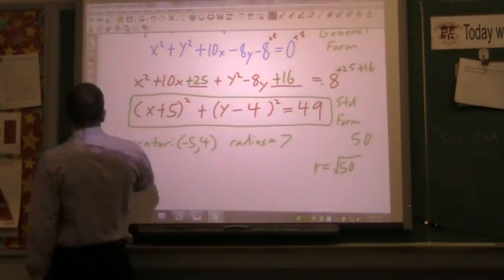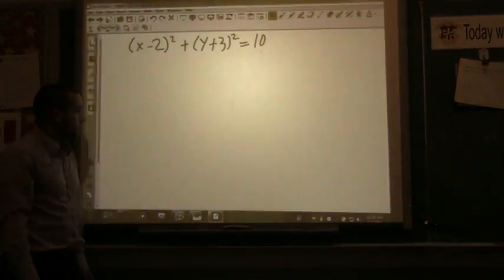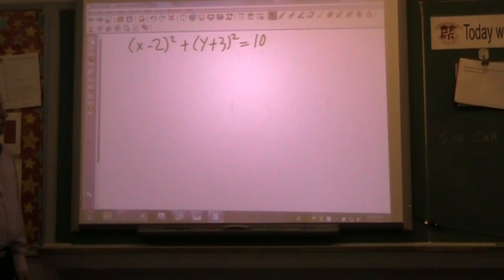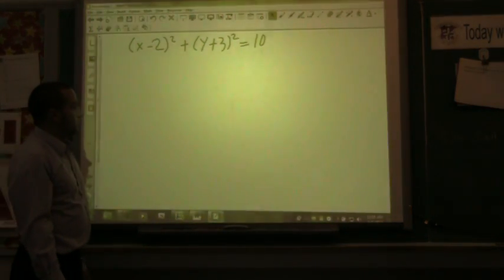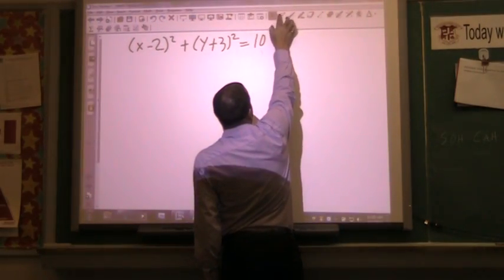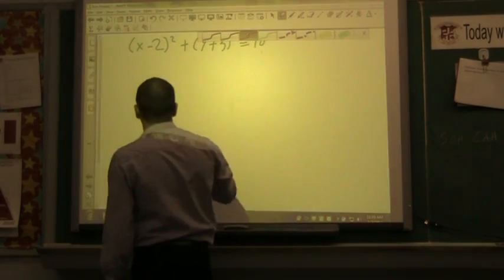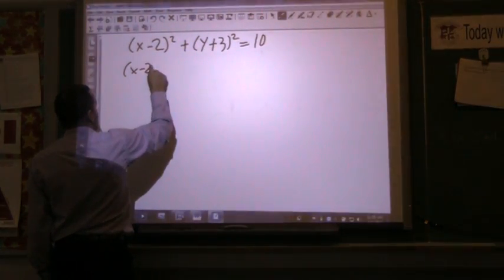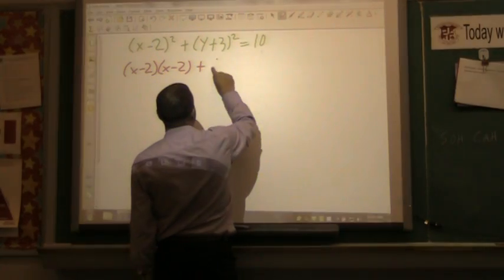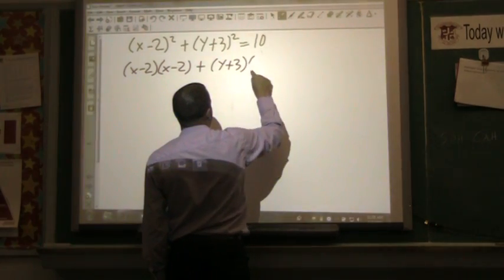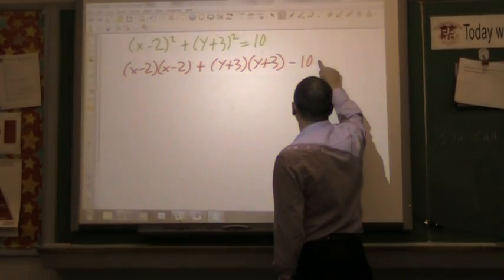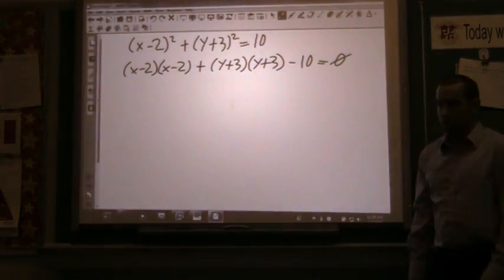Okay. One more thing, the circles. Okay, let's start out with this one, okay, in standard form, and let's put it into general form. That's the other direction we're usually going to go. Okay. So, to do that, I'm actually going to multiply this out. So x minus 2 squared means x minus 2 times itself twice. I'm going to bring this 10 to the other side as a minus 10.